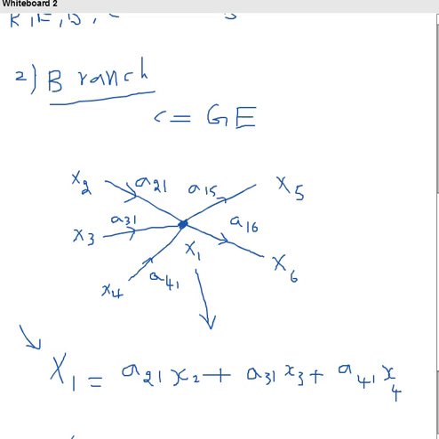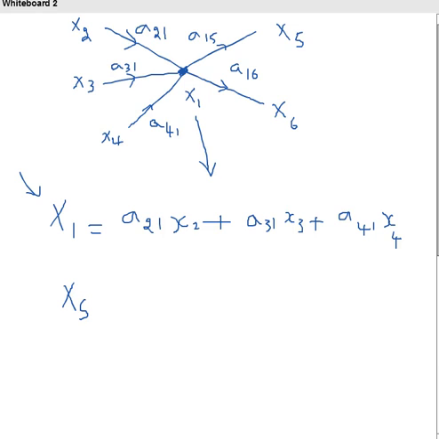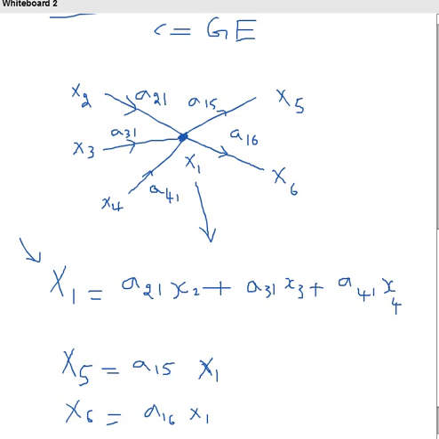How? So X5 is equal to A15 X1, and similarly X6 is equal to A16 X1. So the node X1 has both the summing point as well as the transmitting point. So here input nodes are X2, X3, X4, and output nodes are X5, X6.